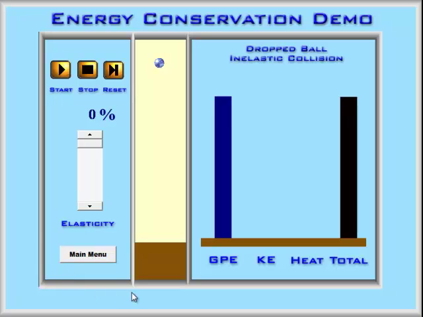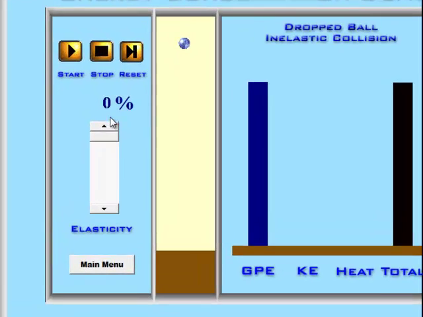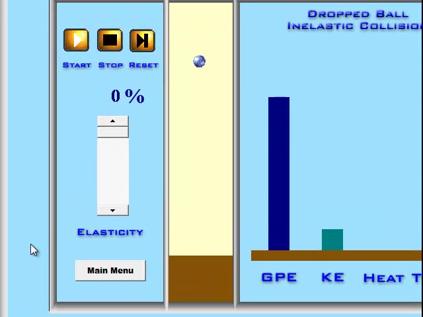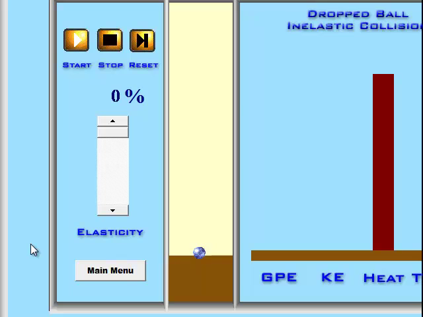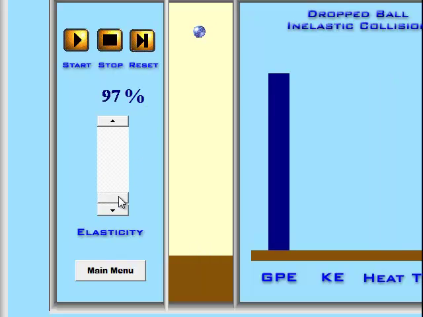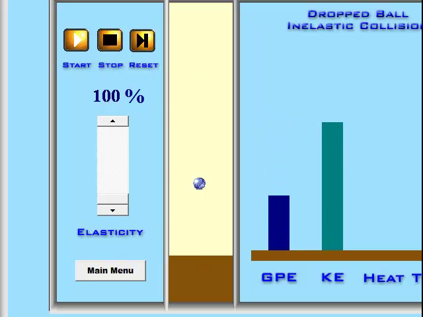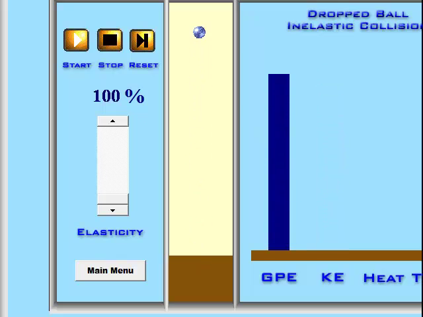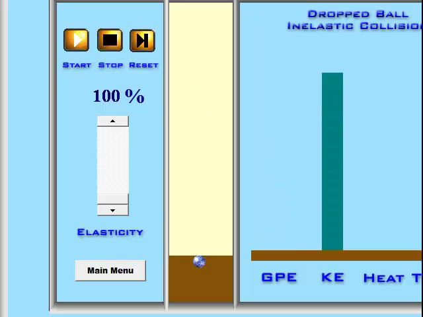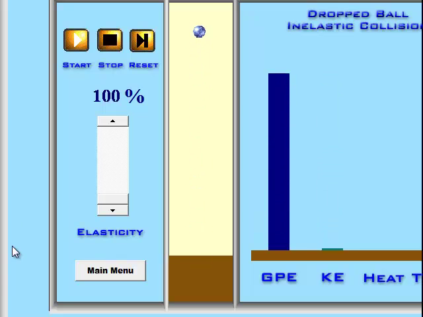One of the more interesting simulations is the dropped ball. Here, if the elasticity is 0, we start the ball. You can see that, boom, all of the energy is converted directly from gravitational potential energy to kinetic energy and then to heat. We can reset it. We can make the ball 100% elastic. And now none of the energy is lost to heat, and it just goes back and forth between GPE and KE.